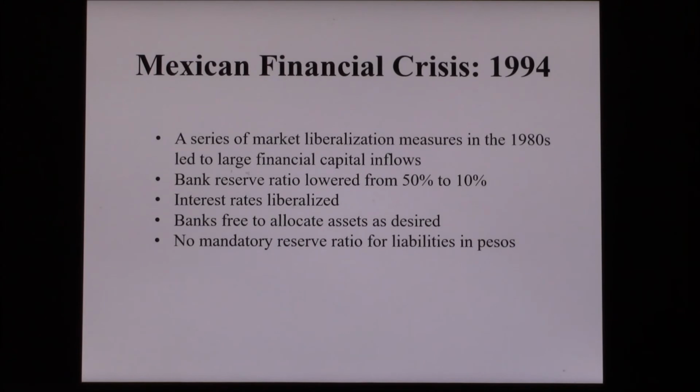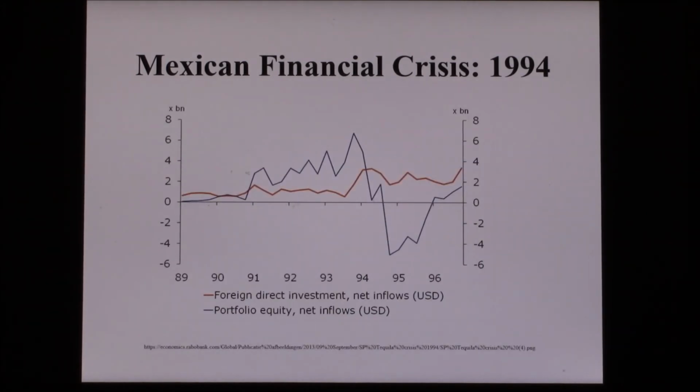And check this out. The required reserve ratio for banks was lowered from 50% to 10%. That's pretty big. Interest rates were allowed to move wherever they wanted. Banks were free to allocate assets wherever they desired. Remember, I showed you on the asset liability thing how dangerous that can be if you have, under the asset column, assets that can easily depreciate. And there was no longer a mandatory reserve ratio at all for liabilities that were in pesos. So those were part of the reforms that took place.